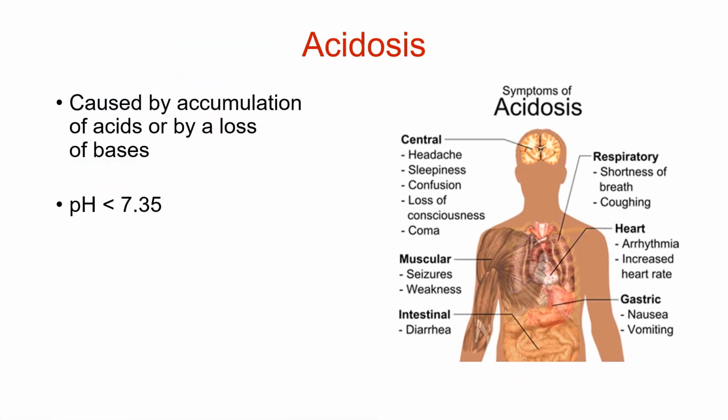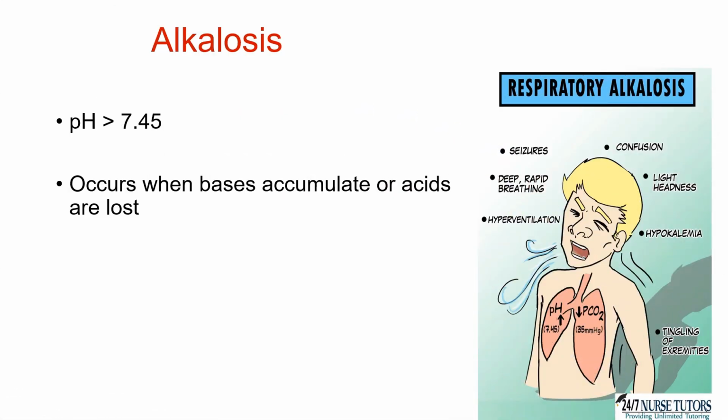Acidosis is caused by an accumulation of acids or by a loss of bases. The pH is less than 7.35. Alkalosis occurs when the pH is greater than 7.45. It occurs when bases accumulate or acids are lost. Symptoms include seizures, deep rapid breathing, hyperventilation, confusion, lightheadedness, hypokalemia, and tingling of the extremities.